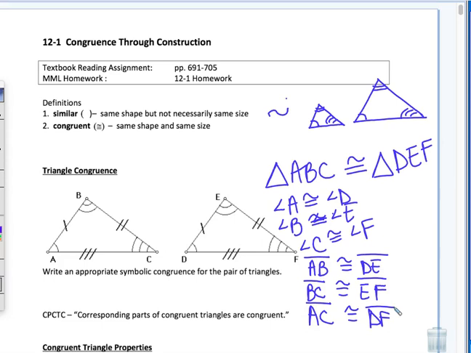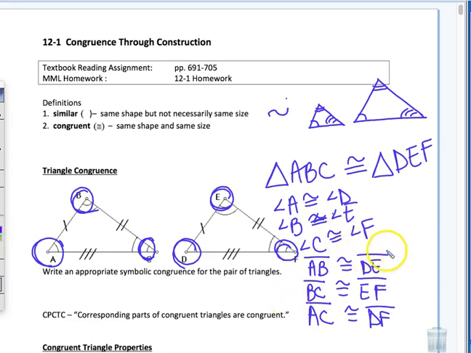CPCTC is something that overwhelms students. That stands for corresponding parts of congruent triangles are congruent. If you know the triangles are congruent, then their corresponding parts are congruent. And by corresponding, I mean A corresponds to D, B corresponds to E, C corresponds to F. And so if you are told that the triangles are congruent, then you can write all of the corresponding pieces that are congruent.